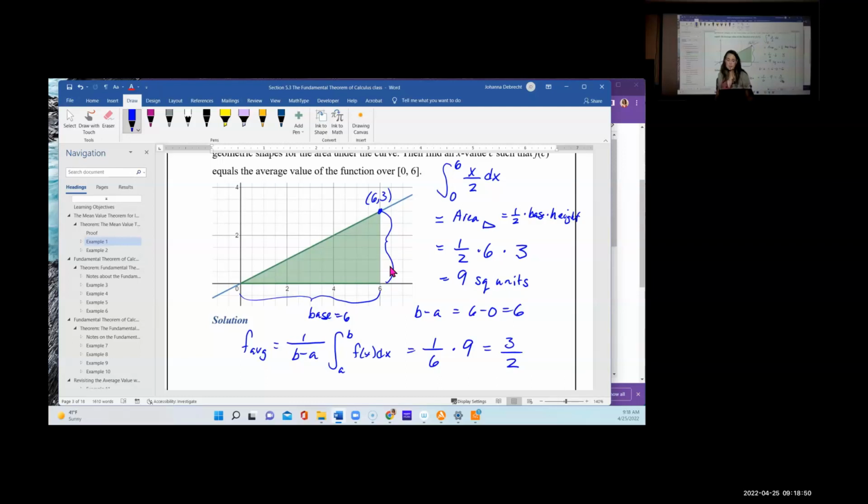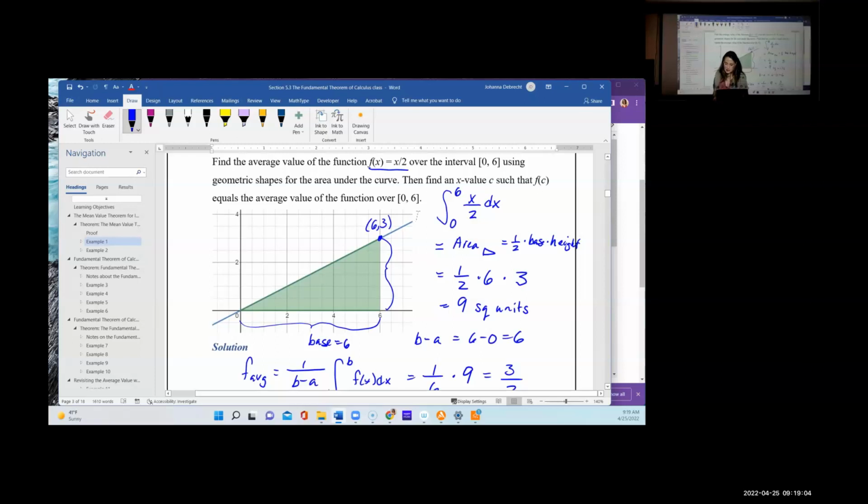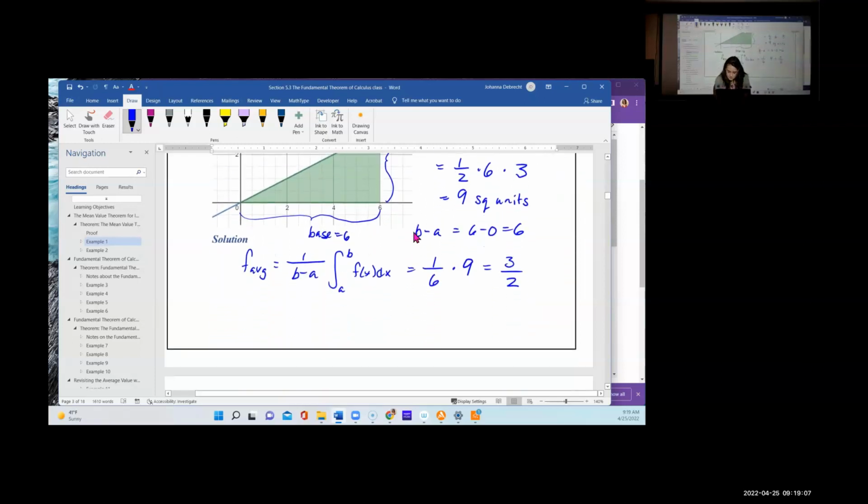Okay, so this means that there has to be some value c between 0 and 6 where the y value is 3 halves. So we're looking for a y value of 3 halves. This means f of c is equal to 3 halves, but f of c is also equal to c divided by 2. And c divided by 2 equal to 3 halves means that c is equal to 3.